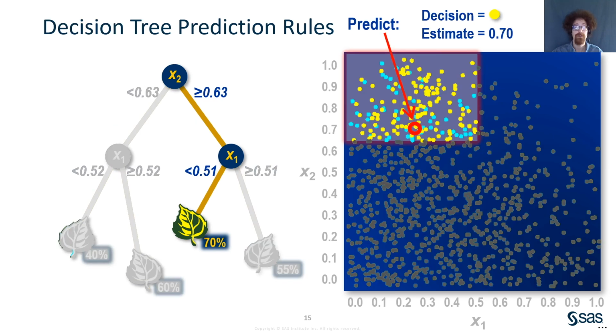For example, for a new observation with values of x1 and x2 at the point indicated by the red circle in the plot, the decision tree model predicts that the color has a 70% chance of being yellow because 70% of the data falling into that box when we built the model were yellow, or people who defaulted on their loans.